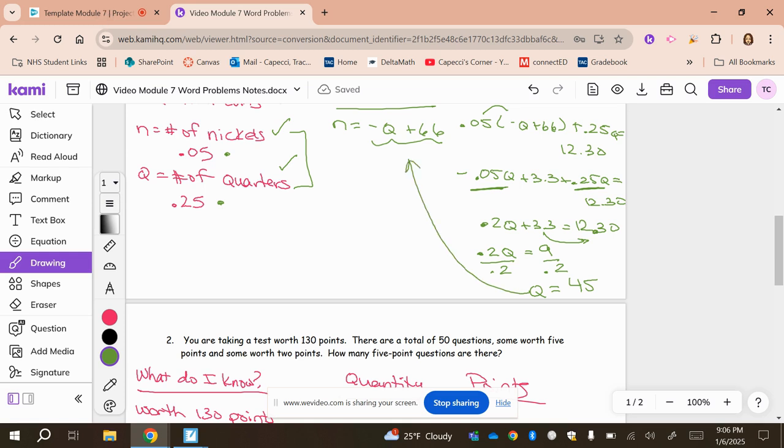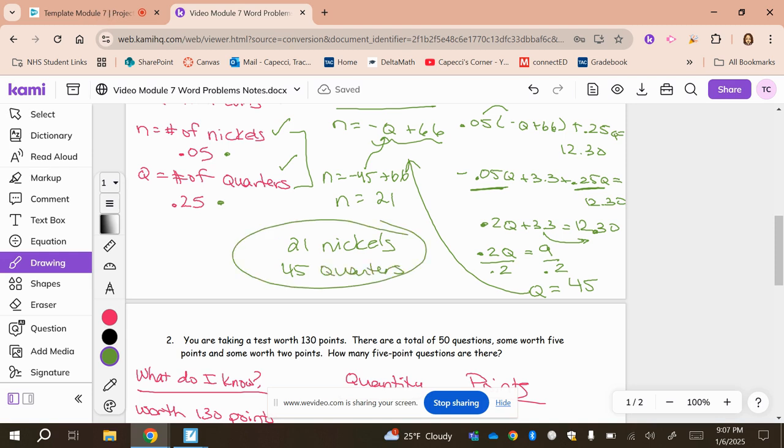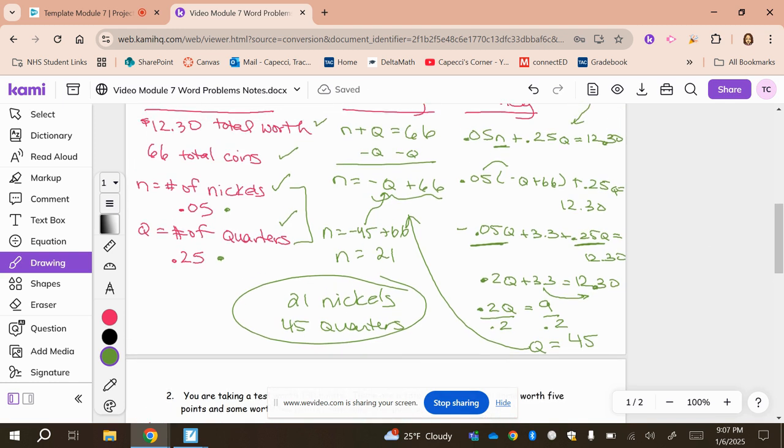I'm going to go back to the beginning, and I'm going to substitute that in so I can find out the number of nickels. So I have negative 45, right? I'm going to substitute what my value is for Q, plus 66. So N is equal to 21. So I know I have 21 nickels and 45 quarters. Now, to check it, you can always go back, right? Add the coins together. I should get 66. Take 5 cents times each nickel plus 25 cents times each quarter, and you should get $12.30.